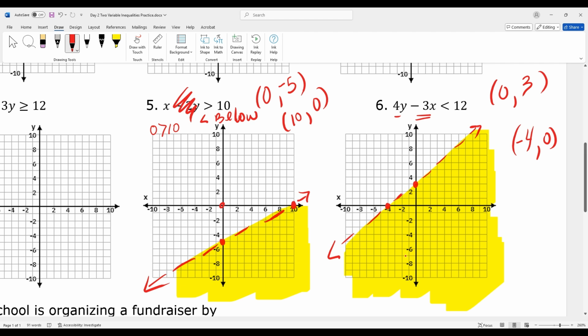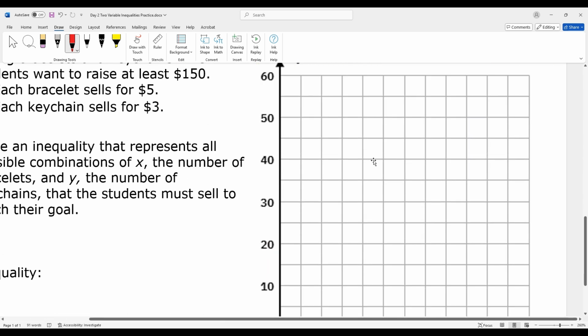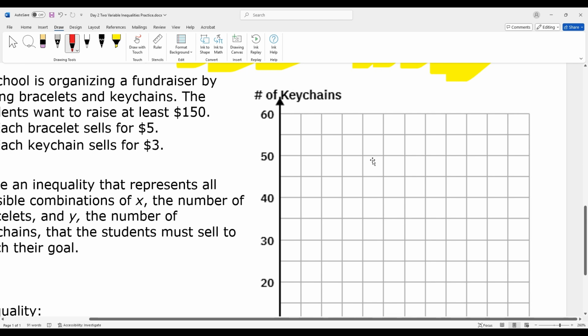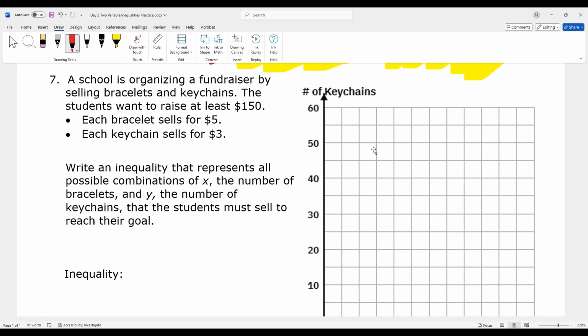Any questions? Now, the last thing I'm going to go over with you is the word problem. Word problem is really straightforward and easy. The biggest thing you need to pay attention to is the words that come in front of our total. At least. At least means minimum. That means greater than or equal to.